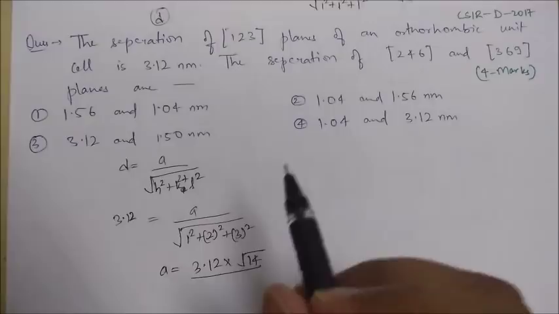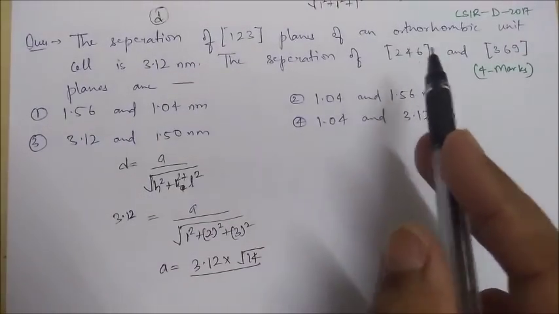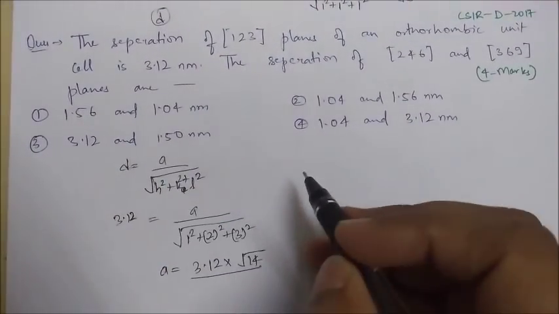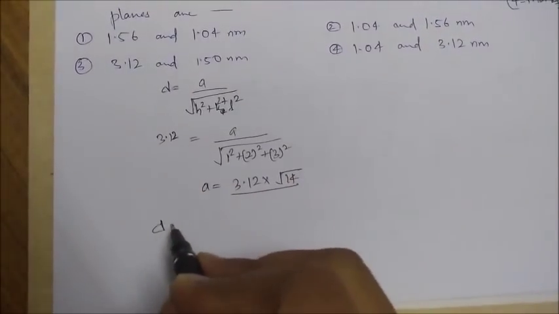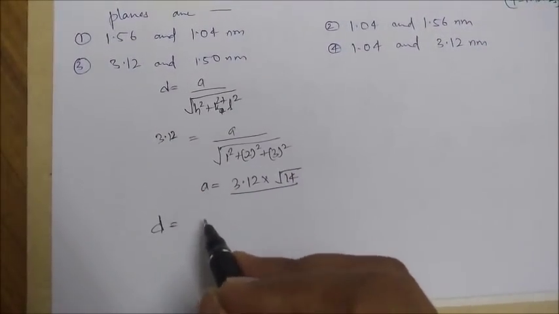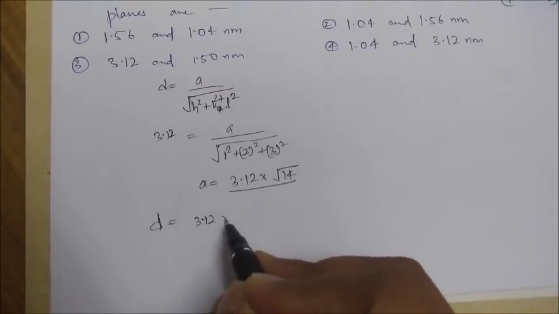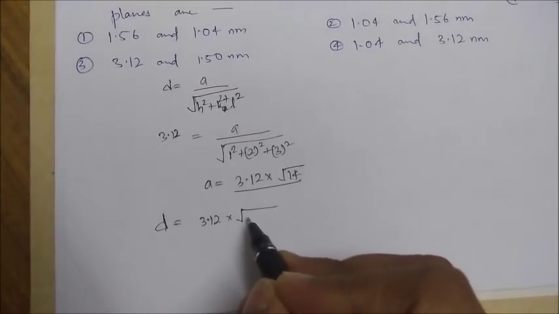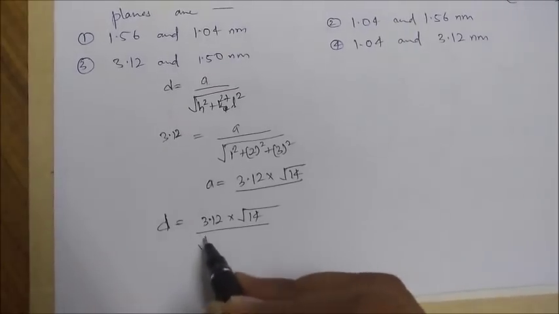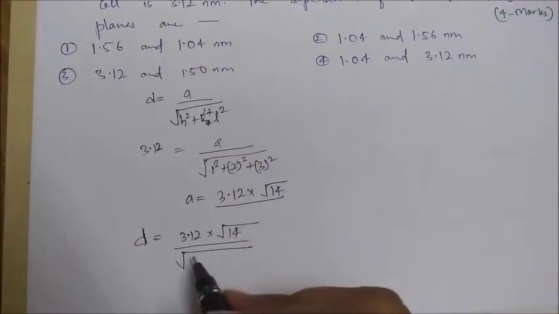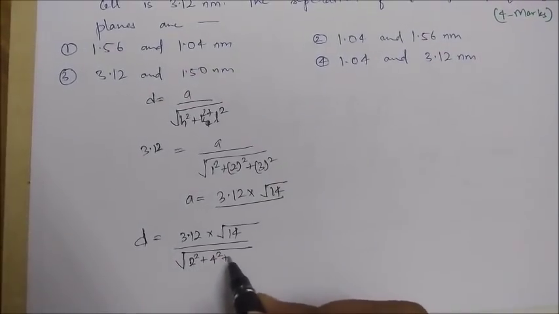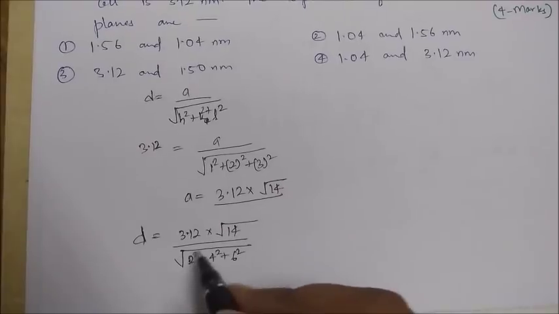Now you have to find out the separation of these planes. So d is equal to, in the place of a, just put 3.12 into under root 14 upon, for the plane 2, 4 and 6, how you have to write it: 2 square plus 4 square plus 6 square. So just put all these three values.